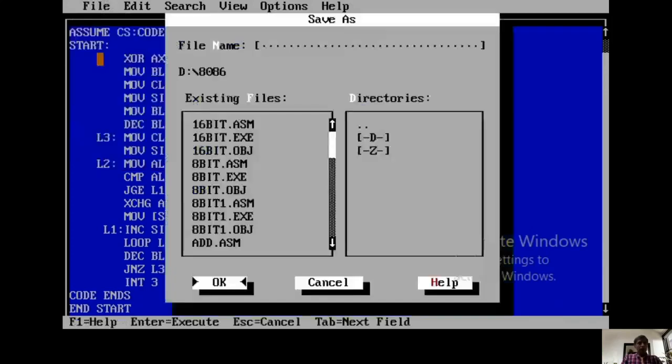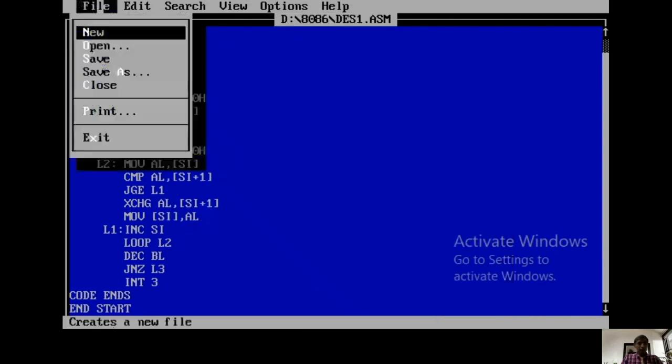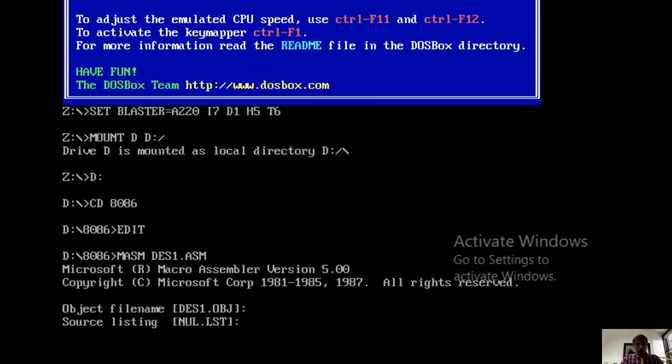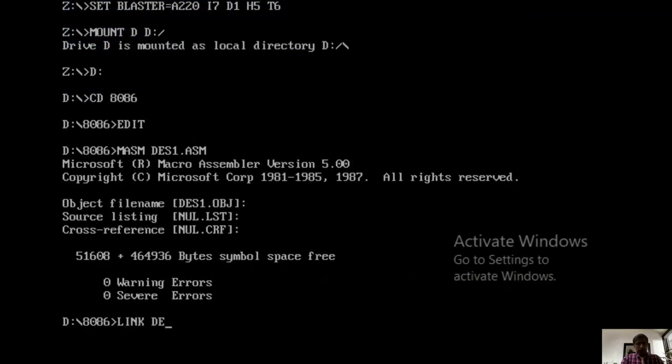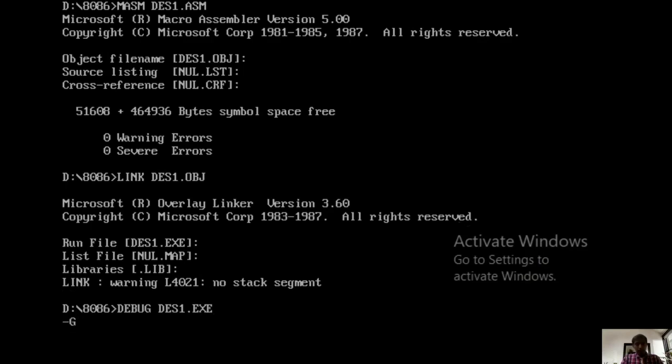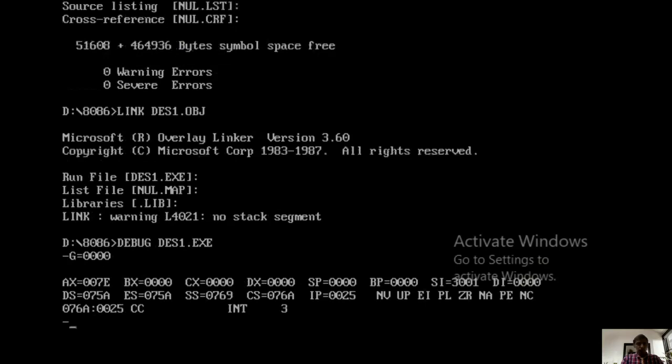Then save the file. What is the file name? For example, des1.asm, descending 1.asm. Then exit the file. Run MASM des1.asm, press enter 4 times, then LINK des1.obj, press enter 4 times. Then DEBUG, that is, debug space file name dot exe, press enter one time, then G equal to 4 zeros.